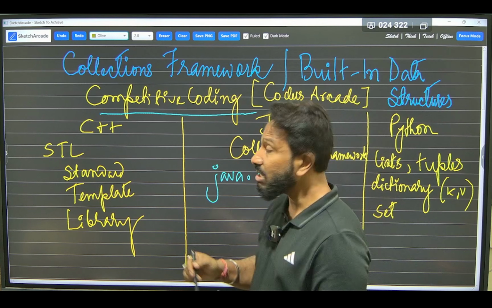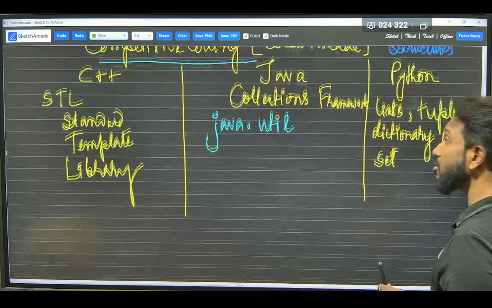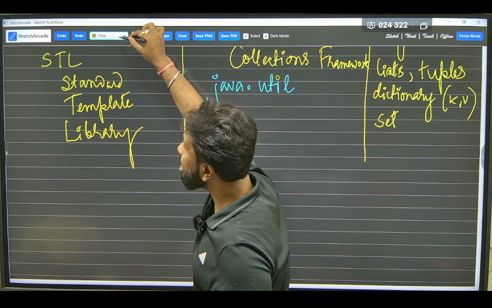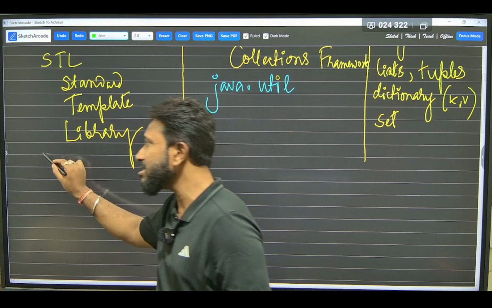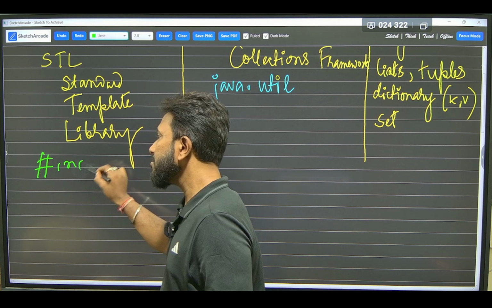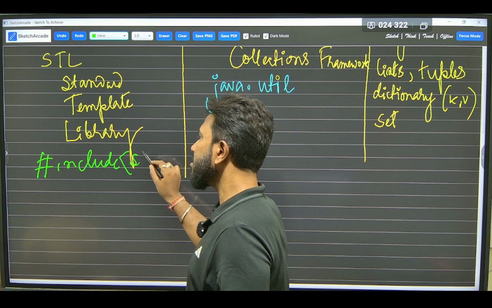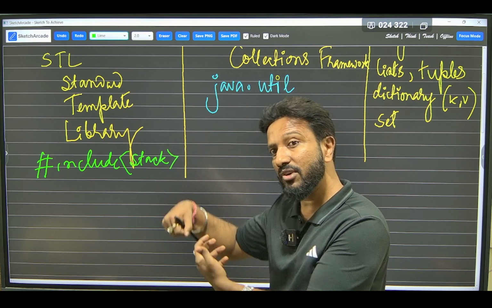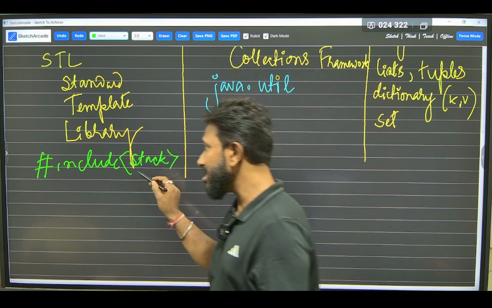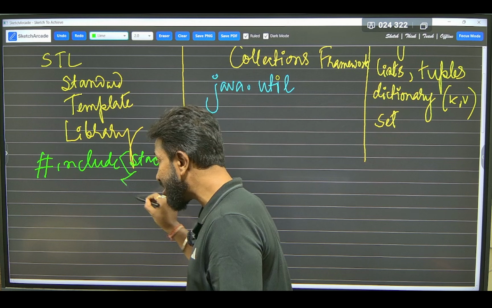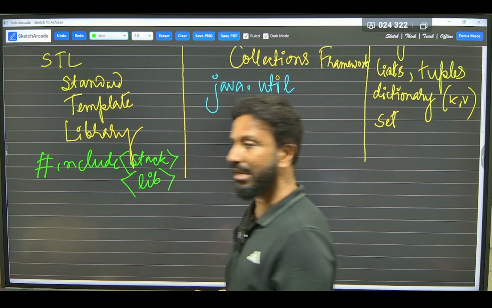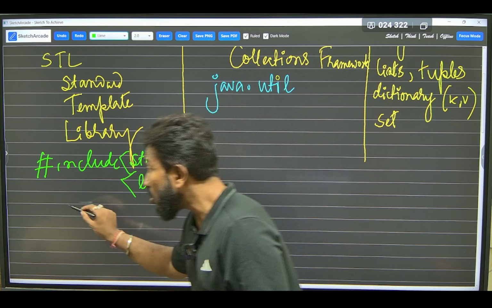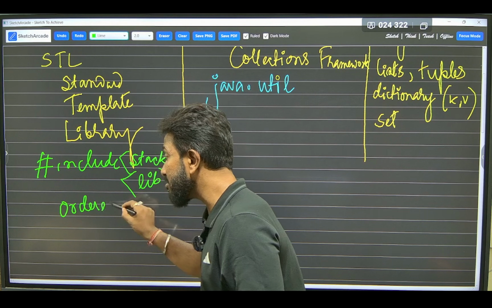Suppose I was telling about C++ also. Guys, you should also know about that. So, I am just giving you a simple idea. All the STL libraries in case of C++ will be here. You can just write hash include stack, and automatically the stack will be imported into your code. Similarly, all the library names can be imported like this in case of C++. So, you have stack, you have queue, you have ordered map, unordered map, very important concept.